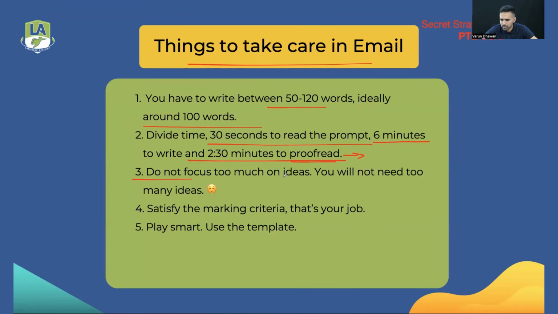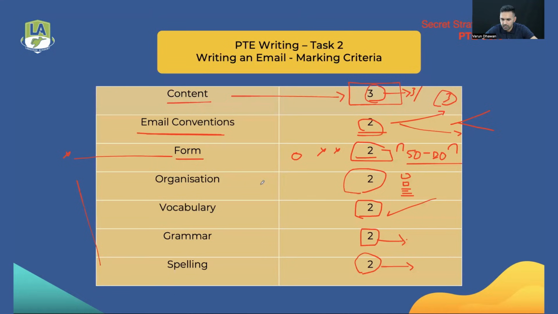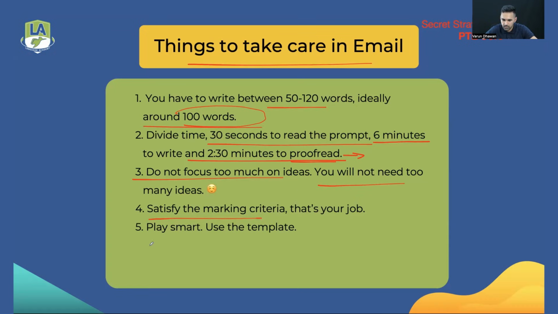Do not focus too much on ideas. You don't really need a lot of ideas. You just have to write 100 words. You have to address all the themes. You have to just follow the basic structure. Satisfy the marking criteria. What is the marking criteria? Address all the themes. Start with a greeting, sign off the email, write between 50 to 120 words, have 3 to 4 paragraphs, and then don't have any grammar and spelling mistakes.